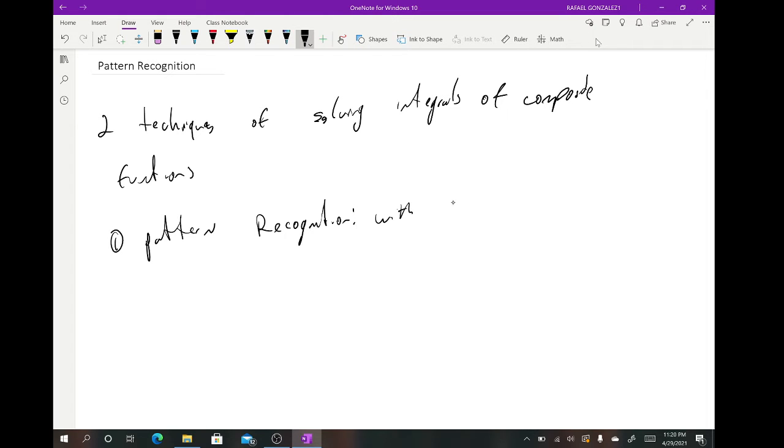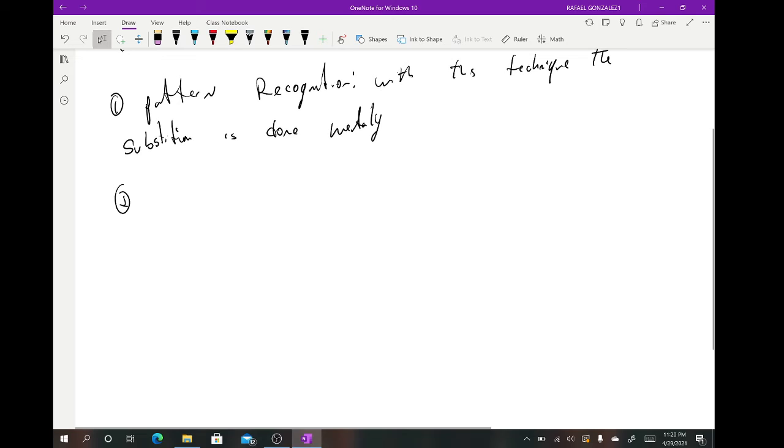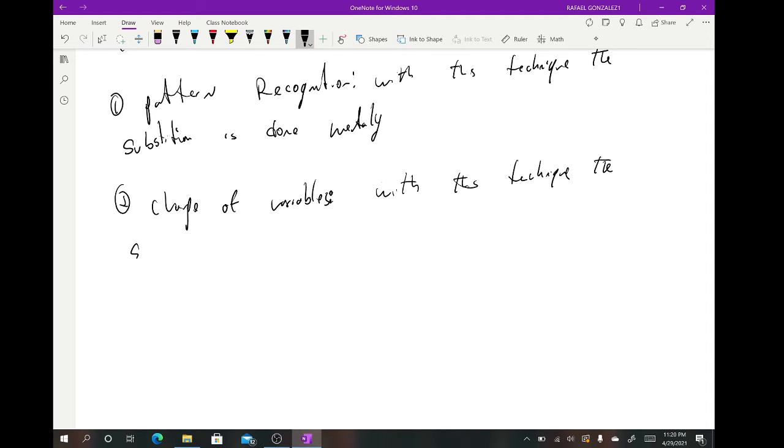So with this technique, the substitution is done mentally. And with the u substitution, or the change of variables, you write the substitution in steps.